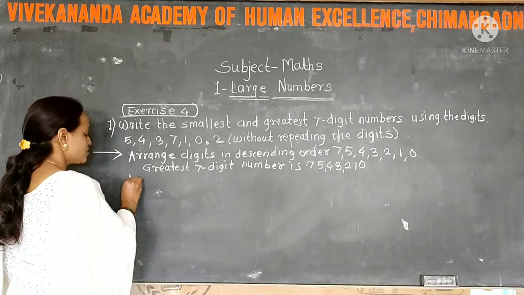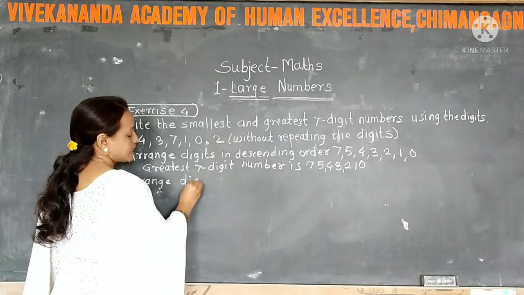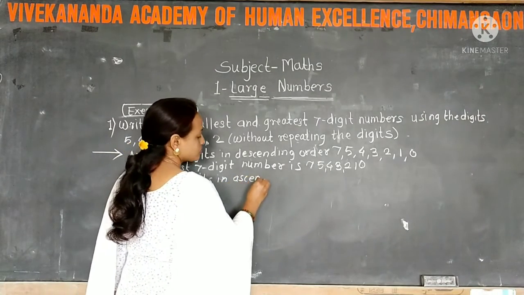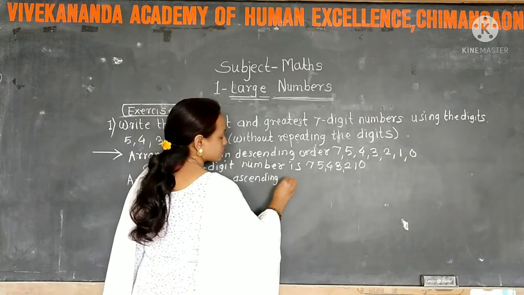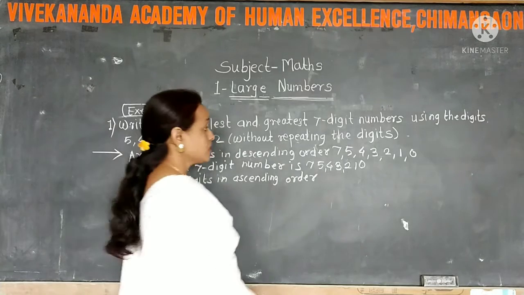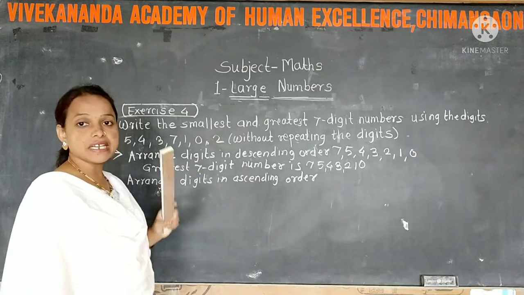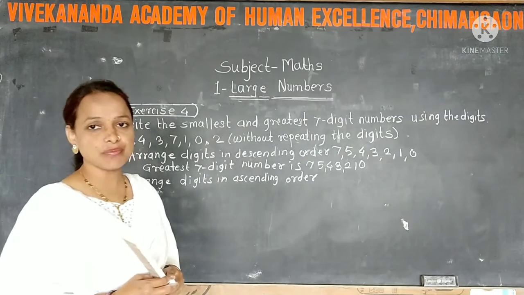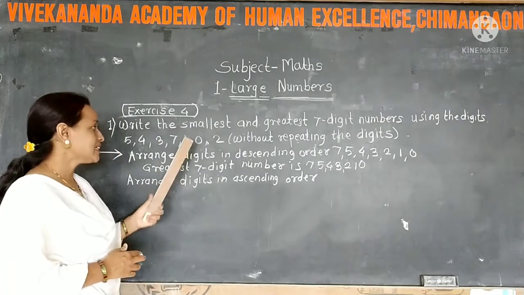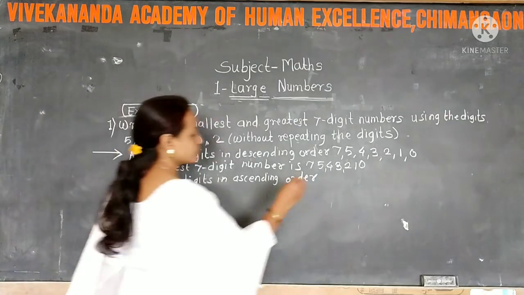So we arrange the given digits in ascending order. We get here the smallest digit among these 7 digits is 0. But listen student, we never start any number with 0 because 0 has no value. So we will start with a digit greater than 0, that is 1. So we start with the digit 1.